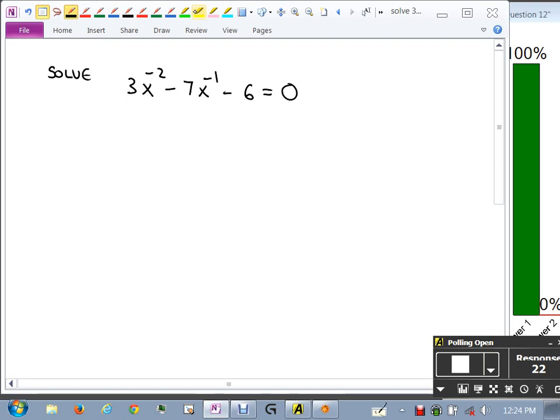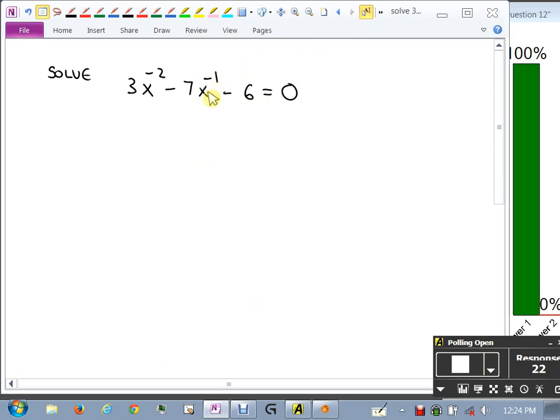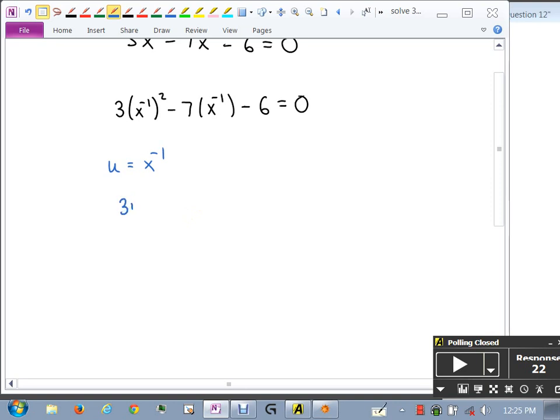Do y'all see what it is here? X to the negative 1. And if you go back to the one we did before, what was our u? Looking up here, it was the x squared, wasn't it? And this next one, it's going to be the x to the negative 1. Now, let's confirm it. I need to be able to write this as x to the negative 1 squared, right? Is x to the negative 2 the same as x to the negative 1 squared? Yes. And then minus 7 x to the negative 1 minus 6 equals 0. What's my u going to be? U is equal to x to the negative 1. And rewrite the problem in terms of u. 3u squared minus 7u minus 6 equals 0.